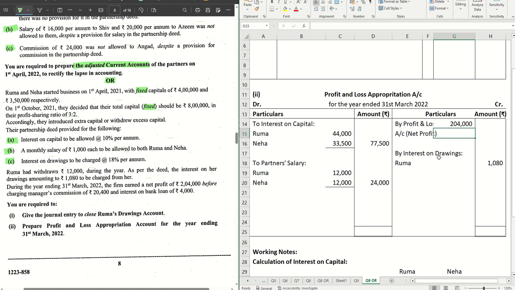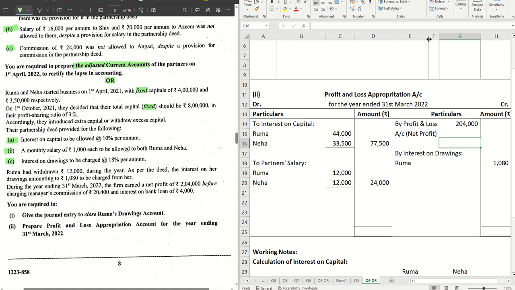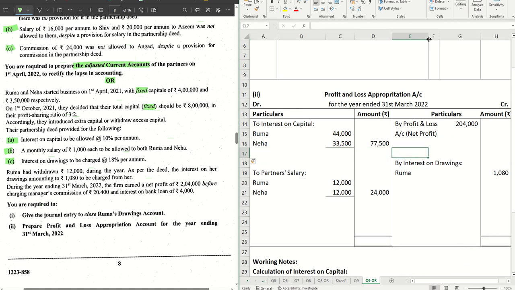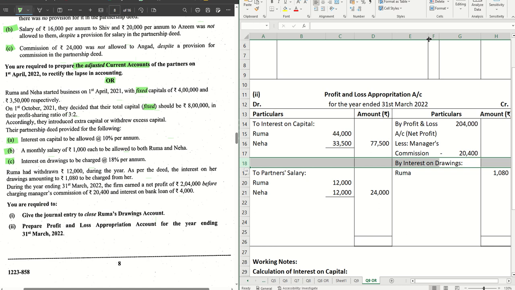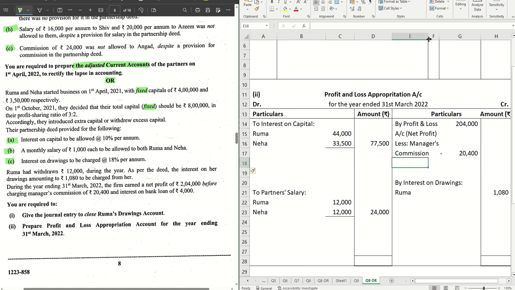Then what do we have here? We have, as per the question, the firm had manager's commission and interest on bank loan. Now, both of these are items of profit and loss account, so we need to deduct that. So manager's commission has to be deducted, that is 20,400. Reading the question is important to understand what all adjustments are to be done here. And then you have less interest on bank loan. So interest on bank loan comes to how much? 4,000.